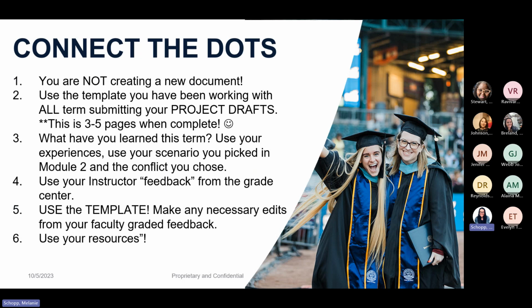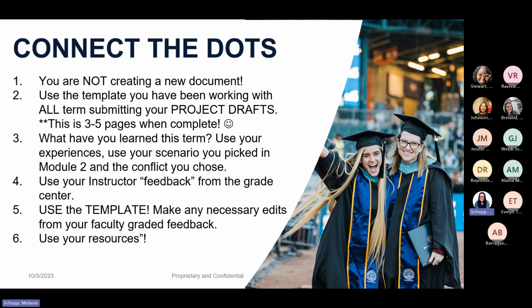I want you to look back at what you've learned this term, use your experiences, use the scenario you picked in module 2 and that conflict that you chose. Look back at your answers, look back at the graded feedback that your instructor left you on each of those project drafts that you submitted. Is there any more details you needed to add? Is there any information missing? Is there anything that they might have wanted you to update or edit or change? And if they did, you want to make sure that those edits and that cleanup is done before you submit the final thing for module 7.